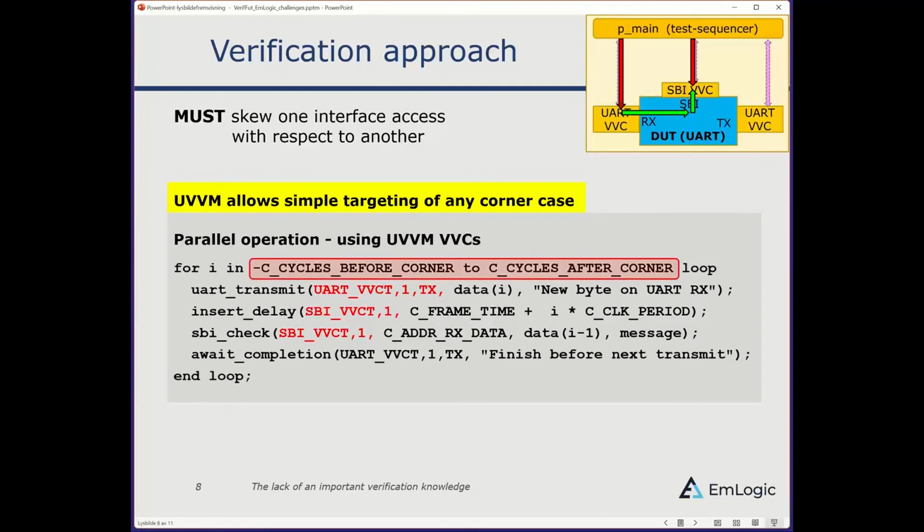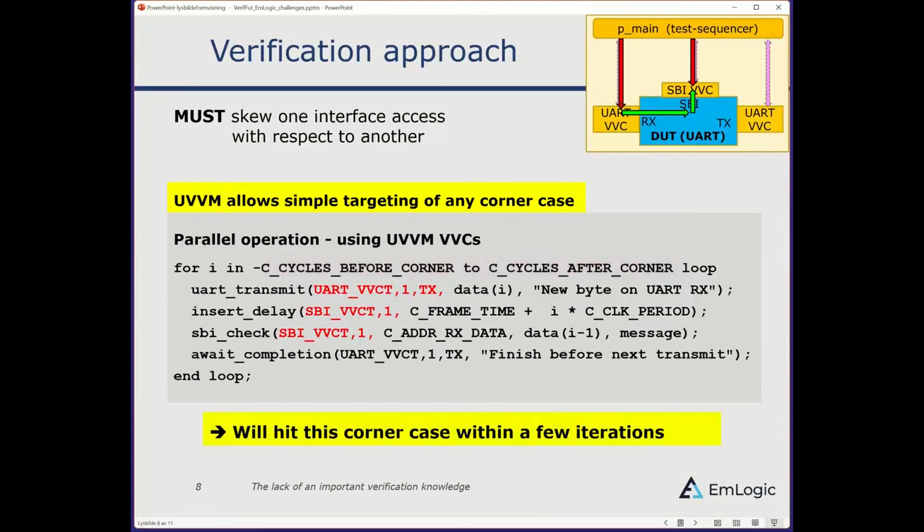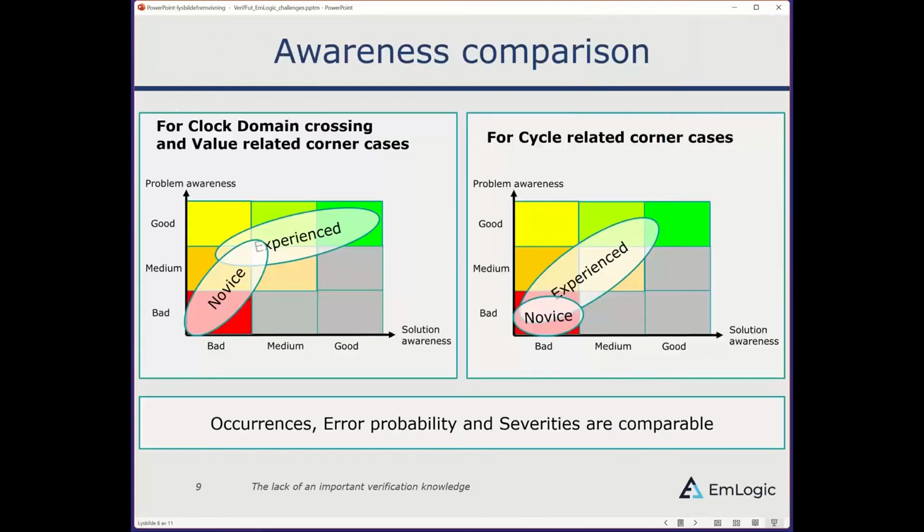And then we can make a loop around that, and looping from n cycles before I assume the corner case is, and to some cycles after that. Of course, I might miss in my interpretation and understanding where this corner case actually is. That's why we're doing a few cycles before and a few cycles after. But that means we can skew this, and we will hit this corner case within a few iterations, rather than, for instance, 10,000 iterations.